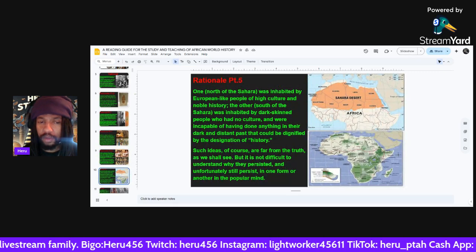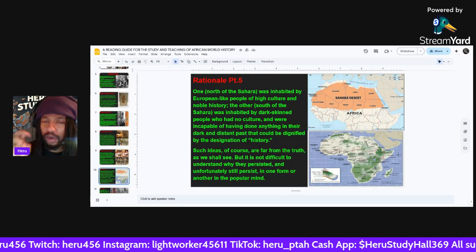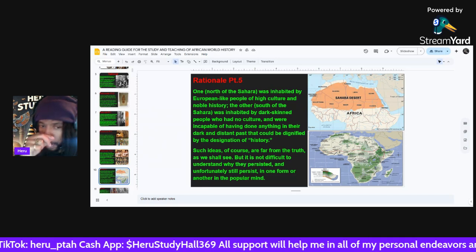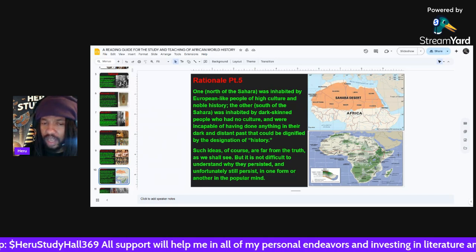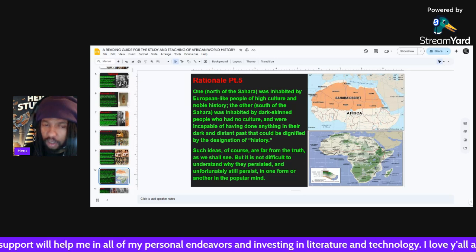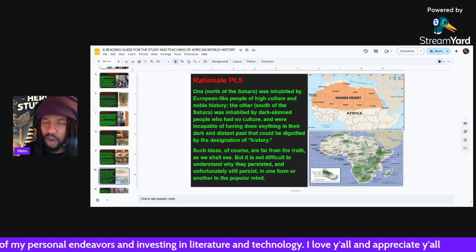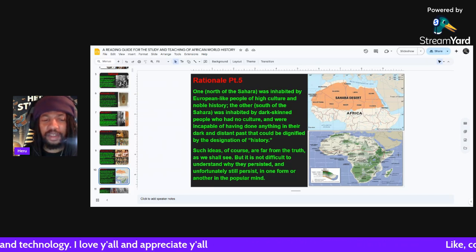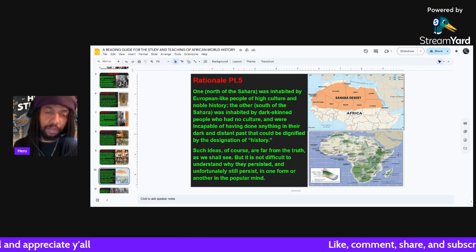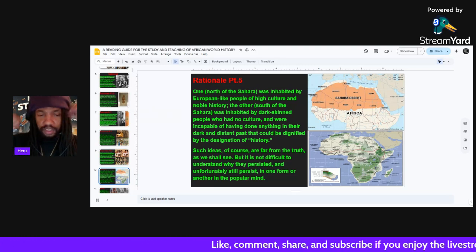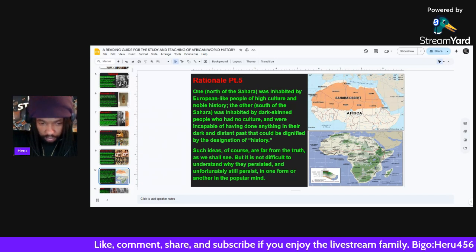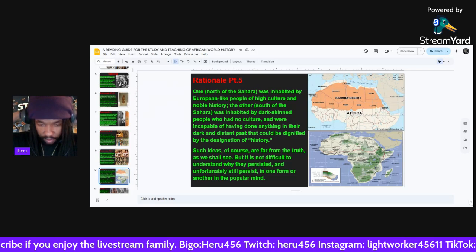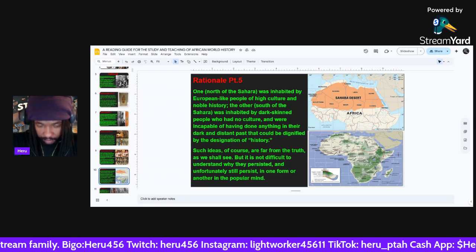One, which is north of the Sahara, was inhabited by European-like people of high culture and noble history. The other, south of the Sahara, was inhabited by dark skinned people who had no culture and were incapable of having done anything in their dark and distant past that could be dignified by the designation of history. Such ideas, of course, are far from the truth, as we shall see. But it is not difficult to understand why they persisted and unfortunately still persist in one form or another in the popular mind. Okay?